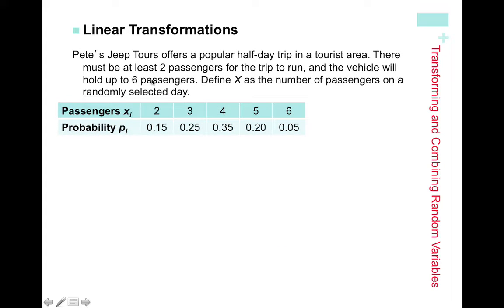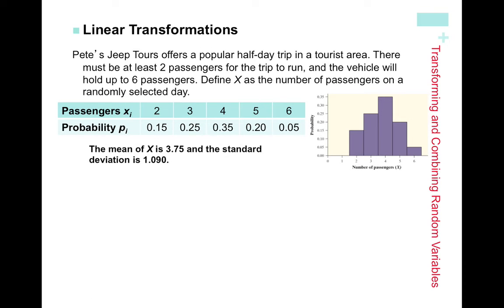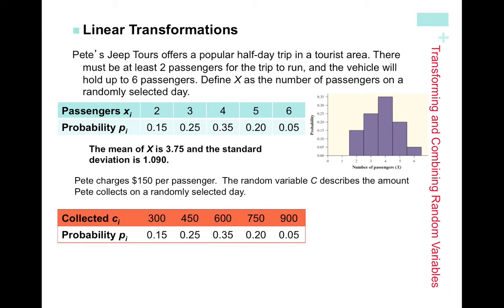This one example right here is about Pete's Jeep Tours. So he has to have at least 2 passengers. So this is the number of passengers that he has. A vehicle can hold up to 6. So this is the probability that he gets those passengers per vehicle. There's this histogram of that. It looks pretty normal. You can find the mean and the standard deviation.